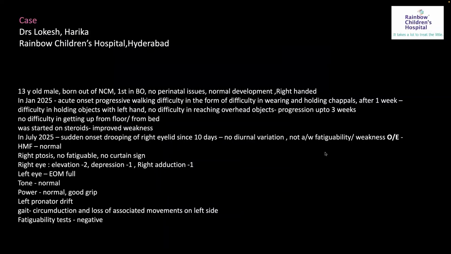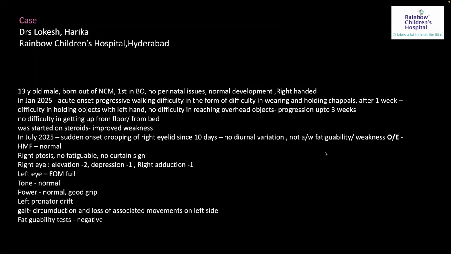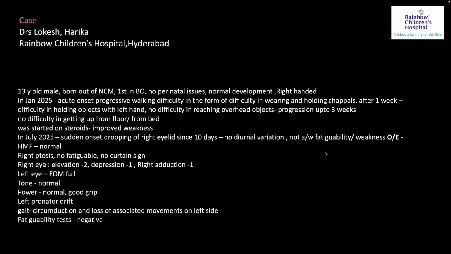Okay. To our last case, and this was done, I think, 3 weeks back or a couple of sessions back. Harika, if you're there. Yes, sir. So this child is a 13-year-old male child, born out of non-consanguineous marriage, no perinatal issues, normal development. In January 2025, he had hemiparesis in the form of acute onset progressive walking difficulty, with difficulty in wearing and holding chappals, followed by difficulty in holding objects with left hand. That progressed up to 3 weeks, and then he was started on steroids.